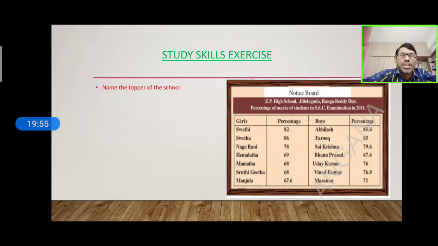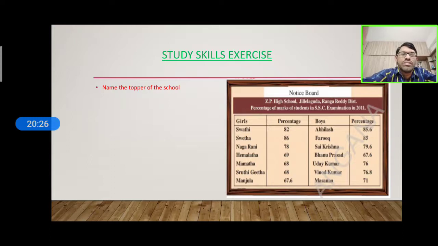First one, name the topper of the school. Here percentages are there, no? You are seeing percentages like 82, 86, 78, 69, and on this side 85.6, 85, 79.6, 67.6. From all these numbers, who is the topper? The topper is who got the highest percentage. Which number is the highest percentage? That person is the topper of the school, and you are supposed to write that.